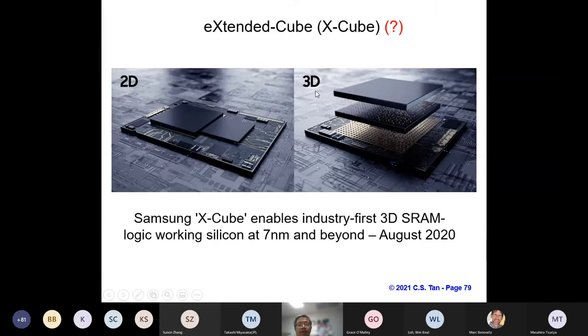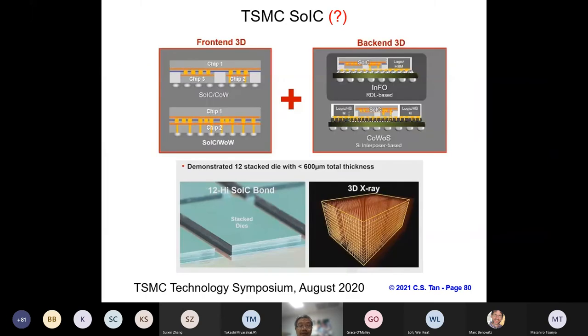Same thing also from Samsung X-Cube. Again, I did not manage to hear directly from them that copper-copper indeed is the technology. But again, the same argument: if you have to scale below 10 micron, then at least in my opinion, I don't see an alternative technology other than copper-copper bonding. And this is actually from TSMC.